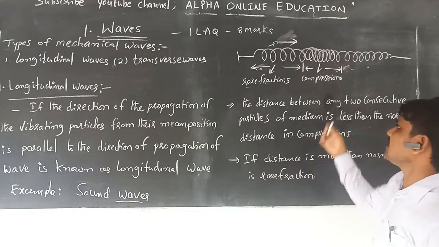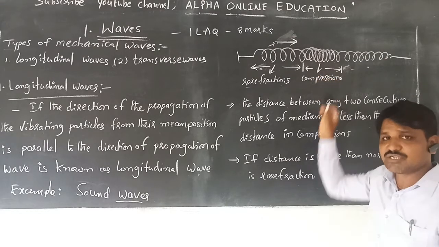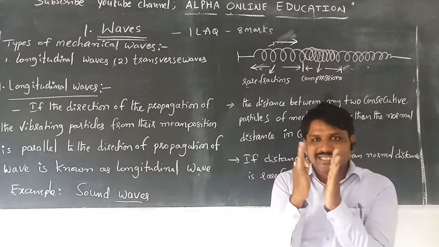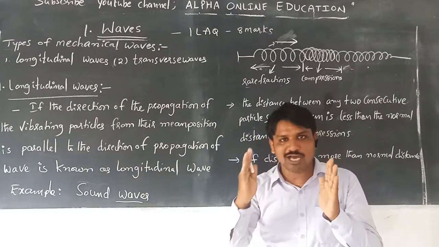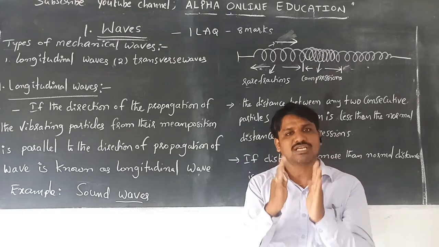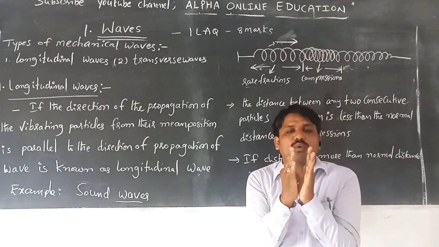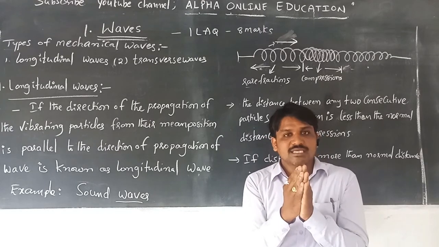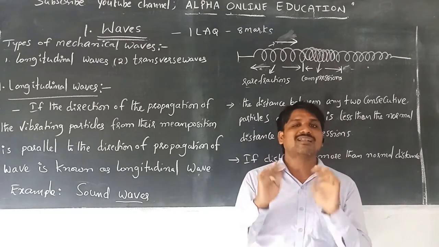If the distance is less than the normal distance, it is a compression. That means the spring is compressed, so the actual distance decreases and becomes less than the normal distance. That is why it is called a compression, whenever consecutive particles are nearer to one another. With rarefactions, the particles are away from one another, more than the normal distance.